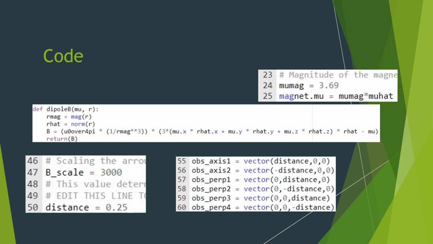So now for the code of this experiment. We defined mu mag as 3.69, which is the magnitude of the magnetic dipole moment. And then we defined a function called dipole B, which gives you the magnetic field given the magnetic dipole moment and also r, and then I scaled the arrows to make it fit and set the distance as 0.25. And then I went ahead and set the observation locations of the different points on the axis and the perpendicular.